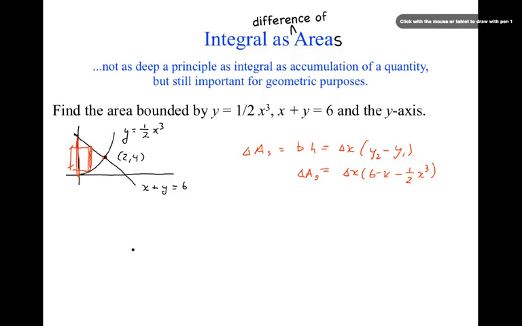Adding up all those areas from there to there will get us the total area, right? And that's exactly what an integral is. So the first strip occurs at x equals 0, and the last strip we found occurs at x equals 2. So that's a recap of that problem.